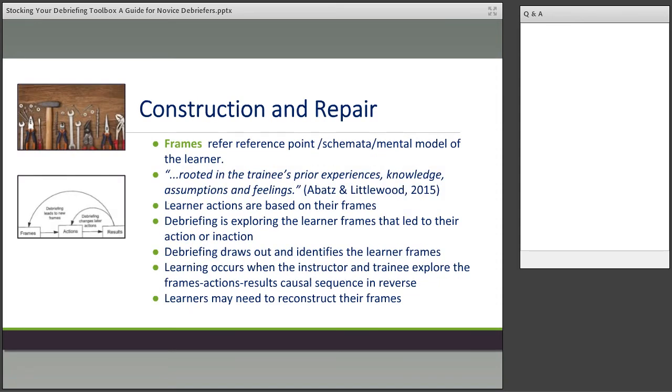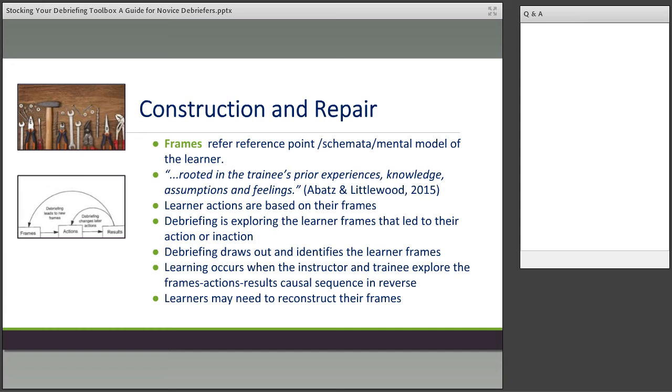So, next phase, our next set of tools is for construction and repair. Frames is a big term that's used in debriefing with good judgment and the literature that comes from the Jenny Rudolph team, but it can also refer to a reference point, schemata, mental models, however you want to term it. And your frame is rooted in your trainees' prior experiences, knowledge, and feelings.